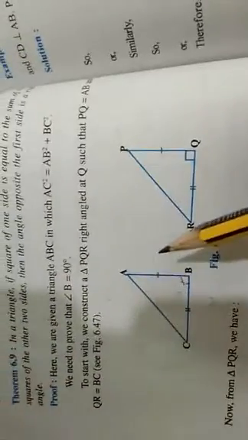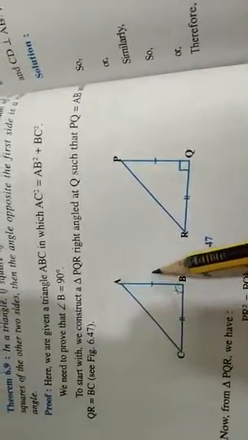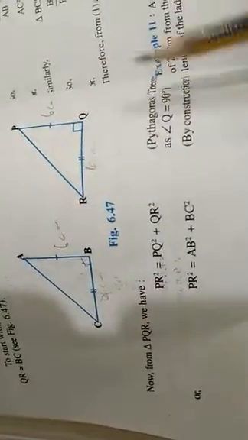Construct triangle PQR right angled at Q such that PQ equals AB and QR equals BC, the same lengths. If here it is 6 centimeter, here also 6 centimeter; if here 4 centimeter, here also 4 centimeter. Now in the triangle right angled at Q, PR squared equals PQ squared plus QR squared by the Pythagoras theorem. Now we constructed PQ equal to AB and QR equal to BC, so substitute.